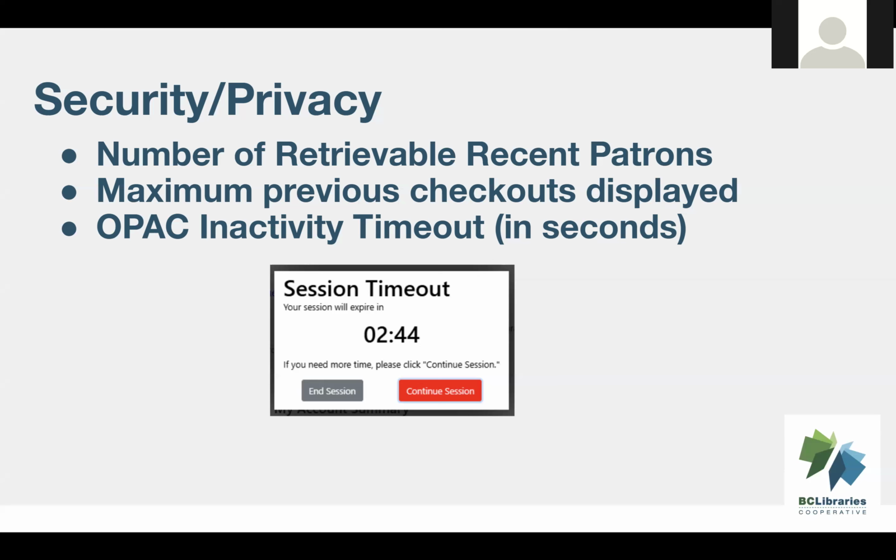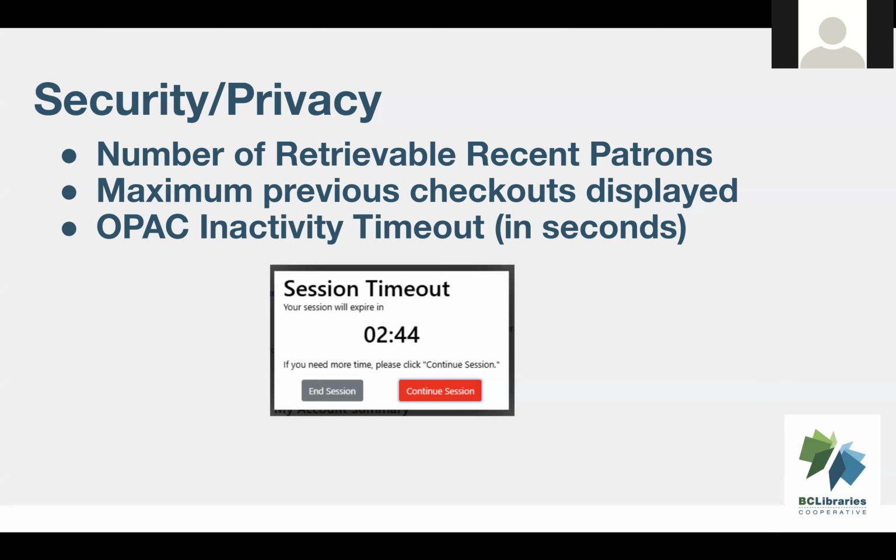The other one, similar, is the maximum previous checkouts displayed. This affects the number of patrons that show when you go to item status and the detail view and that circ history tab. So you want to think about how many previous patrons for an item you're likely to need staff to be able to see. So two settings, good to think about how far back Evergreen should be going.